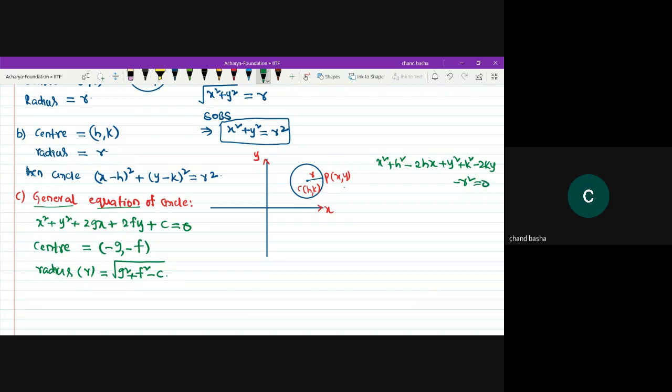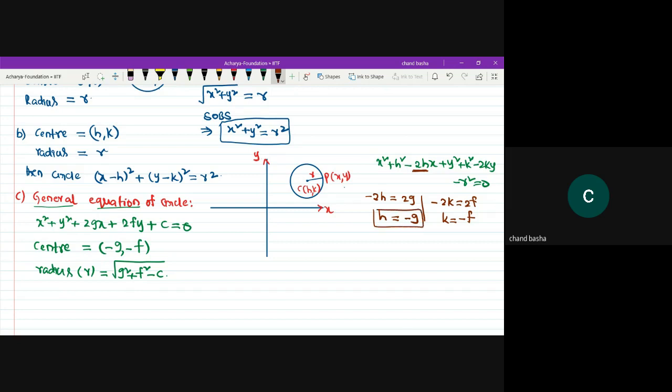And when I'm comparing this with the standard form, what are the x coefficients here? See, the x coefficient is minus 2h, here 2g. So minus 2h is equal to 2g. Then what is the h value? Is it minus g or not? Similarly, minus 2k is equal to 2f, and k is equal to what? The 2 cancels, minus f.